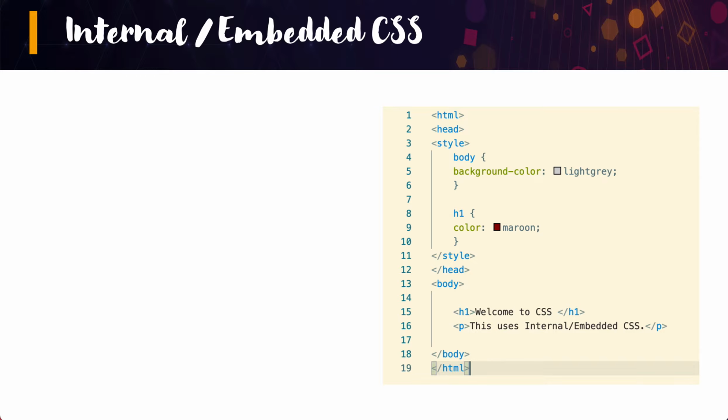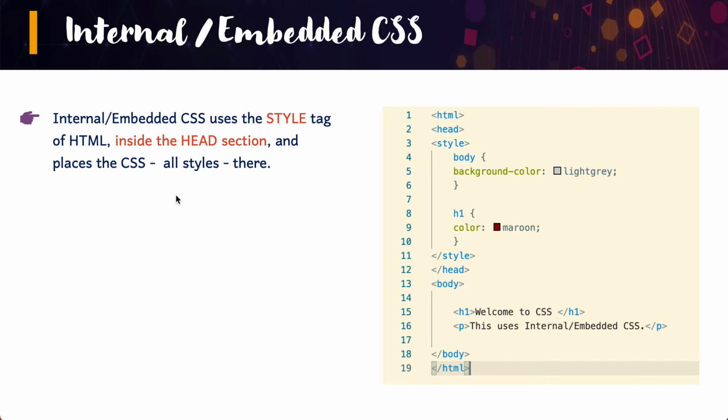The next one is called internal or embedded CSS. The example of this is given on the right hand side of the screen. The internal or embedded CSS uses the style tag of HTML inside the head section and places all the CSS there. You can see the example where line number 3 defines the style tag up to line number 11, and in between these two lines proper CSS has been put.